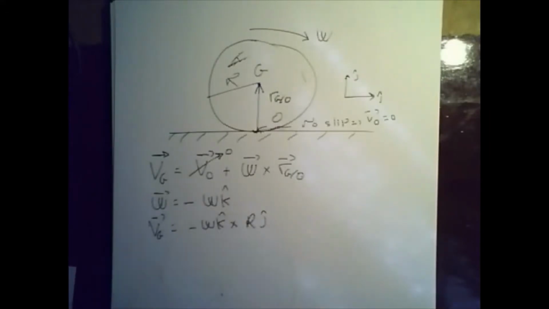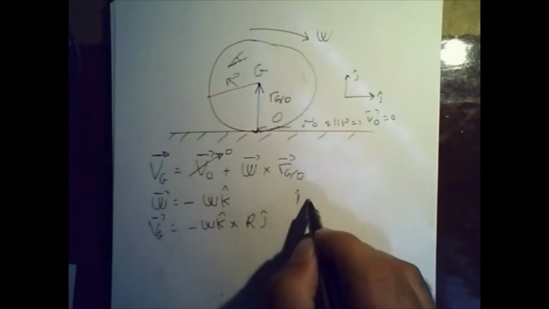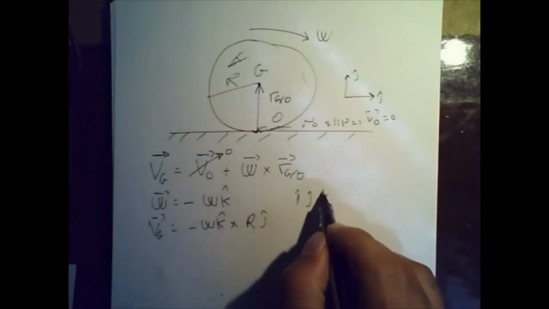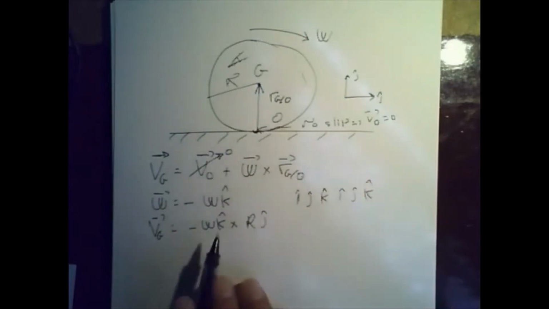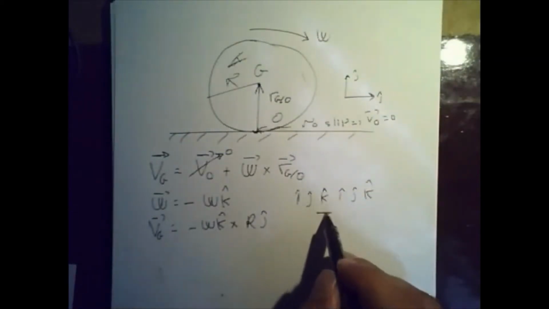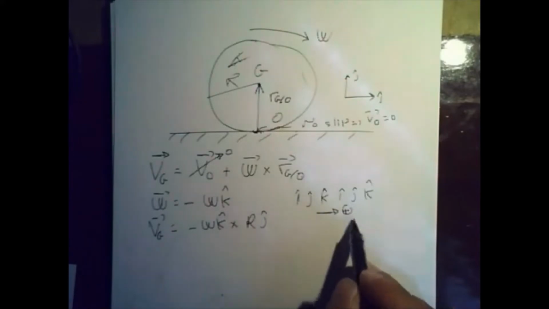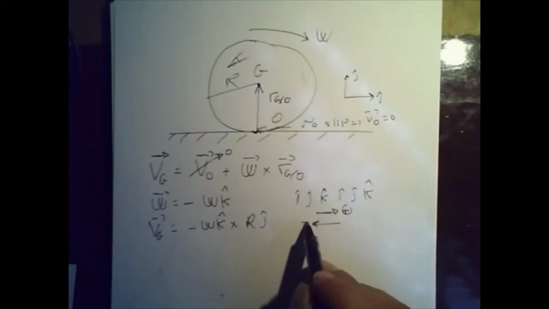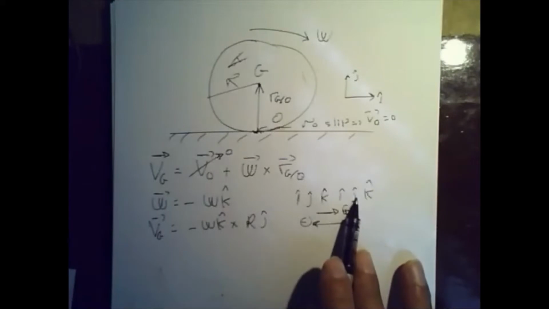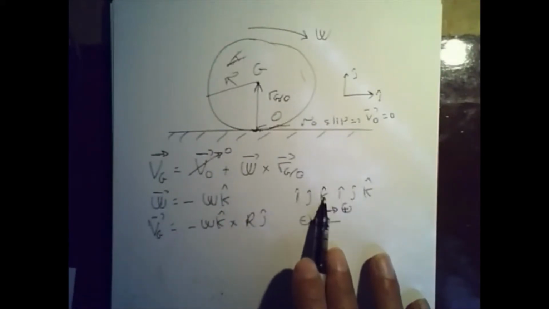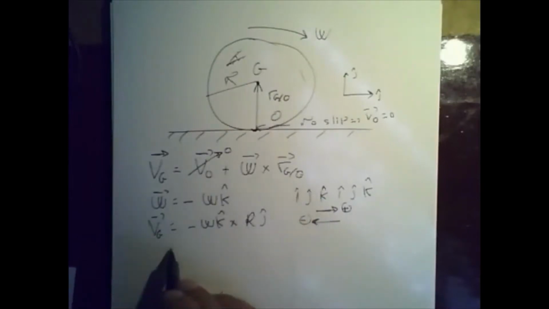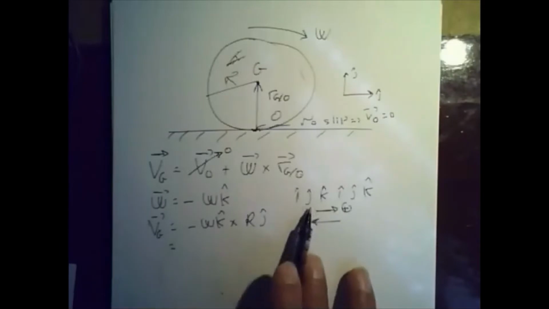K and then J. The easiest way to do a cross product is to write I, J, K, and then write it one more time: I, J, K. If I'm going from left to right, it's positive. If I'm going from right to left, it's negative. So K cross I is equal to J, J cross K is equal to I, but J cross I is equal to minus K. Exactly. So here, K cross J is equal to what?